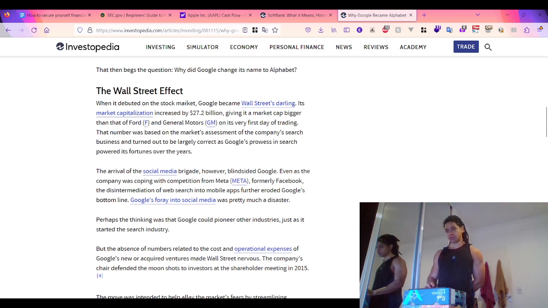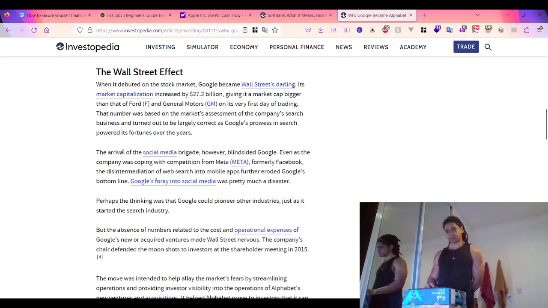When it debuted on the stock market, Google became a Wall Street darling. Its market capitalization increased by $27.2 billion, giving it a market cap bigger than Ford and General Motors on its very first day of trading. The number was based on the market assessment of the company's search business and turned out to be largely correct as Google grew in search power over the years.